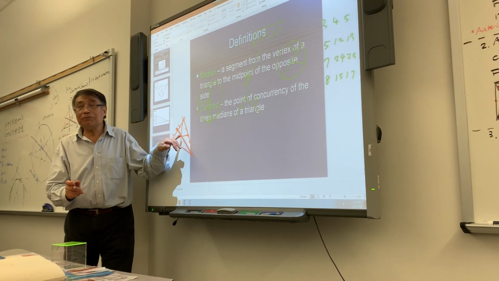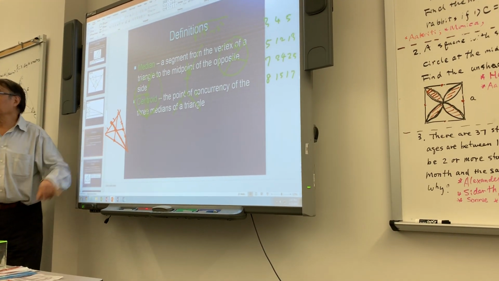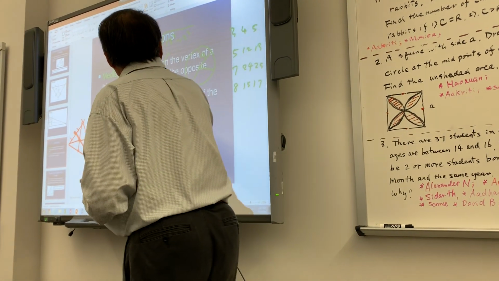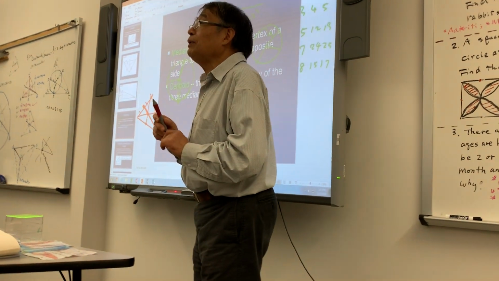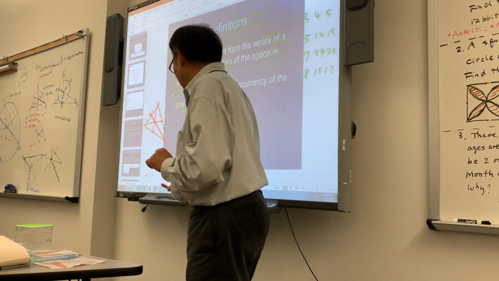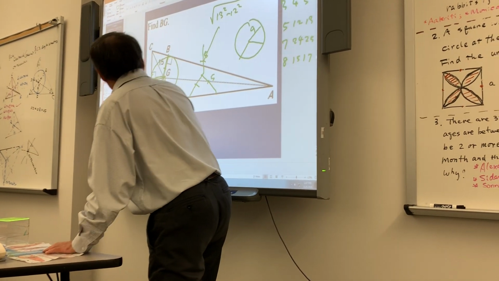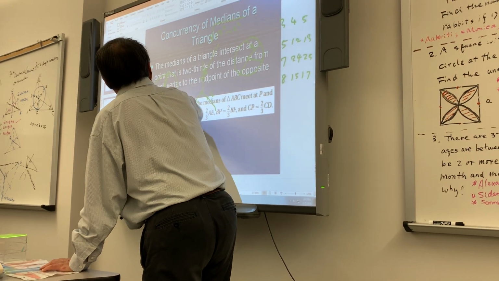Those 3 medians must intersect at a point. We call this the midpoint, the centroid. The centroid is the point of concurrency of the 3 medians of a triangle. Do you understand me now or not? Yes, good. Now we have a very important theorem for this part.